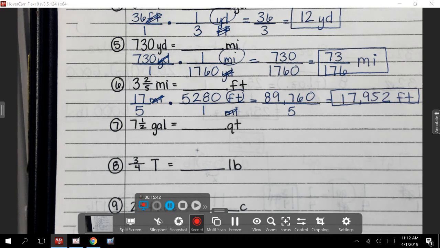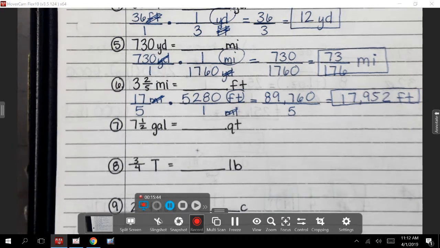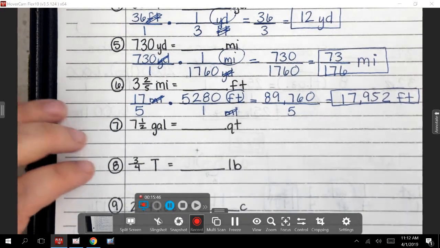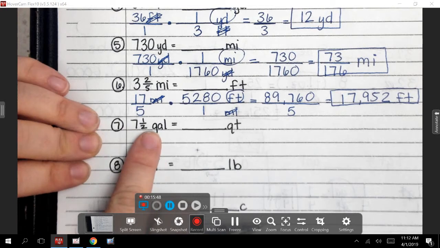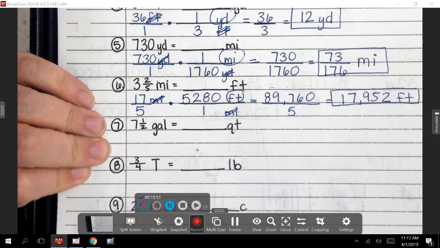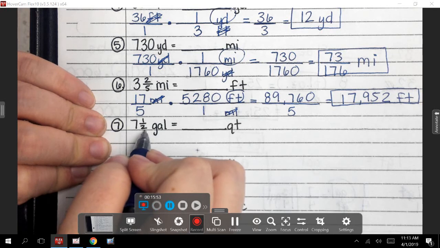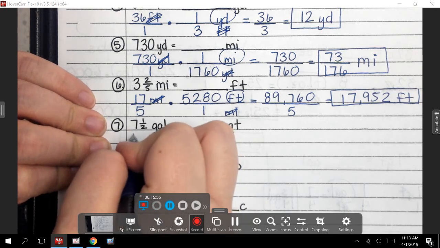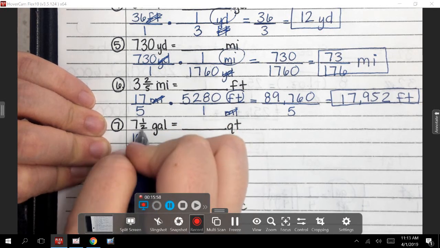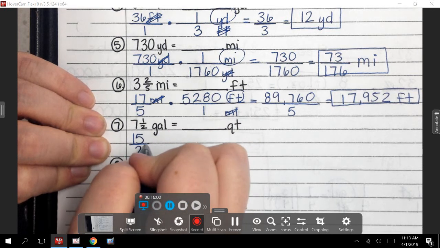Alright, so that class just left, but I am going to go ahead and finish going over these last ones on the homework. So for number 1, I have 7 and 1/2 gallons. To make that fraction, I'm going to change this to an improper. So I'm going to do 7 times 2 is 14, plus the 1 gives me 15, and that 2 that was on the bottom stays on the bottom.